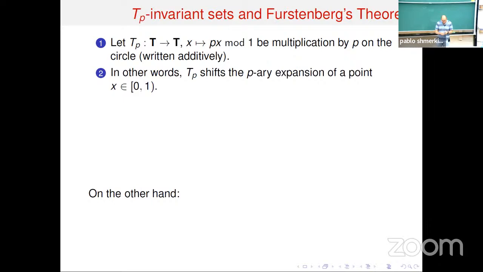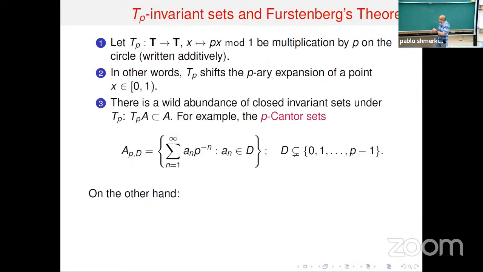And this map also has a symbolic interpretation. If you look at the p-ary expansion of a point in the circle, then multiplication by p, T_p, just shifts the expansion to the left. So from this symbolic point of view, it's pretty simple, although the shift map is very complicated in some sense. And then one can look at sets which are invariant under these maps. For many reasons, it makes sense to look at closed invariant sets rather than general invariant sets. And it turns out that there is a huge variety of sets which are invariant under a given map T_p.